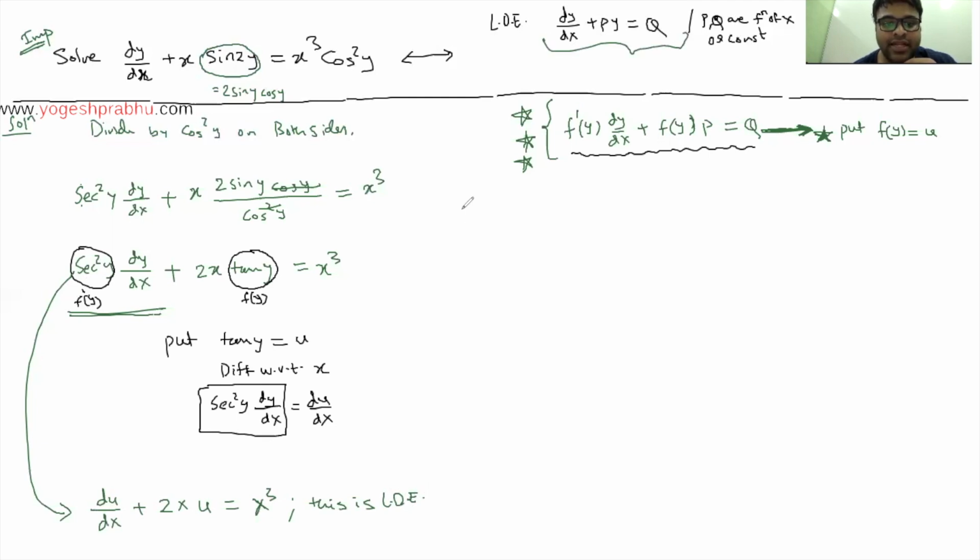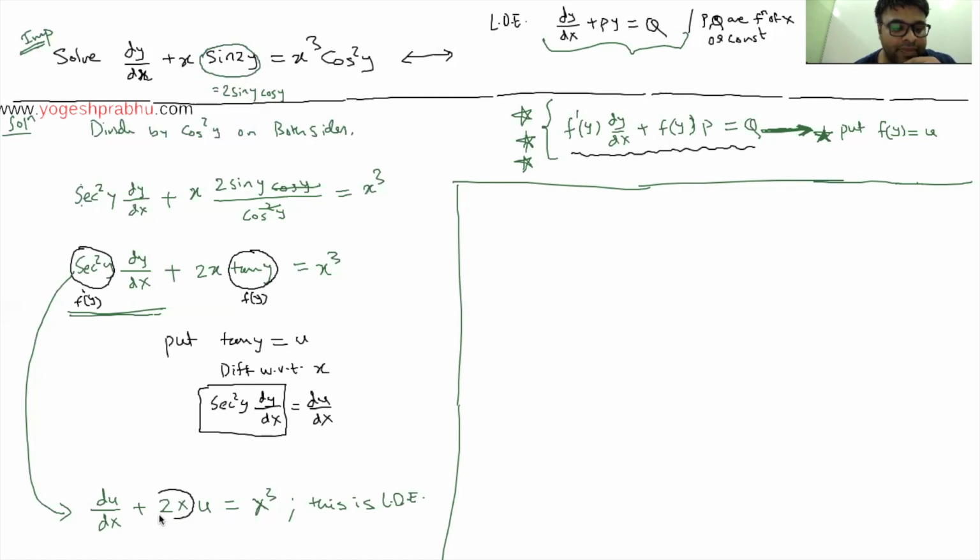Okay, so when you get a linear differential equation, finding the solution is going to be easy. Let me show you how that works. For a linear differential equation, you have to identify what is P and what is Q. The 2x value here is P, and the x cube value here is Q. So I have the values of P and Q.